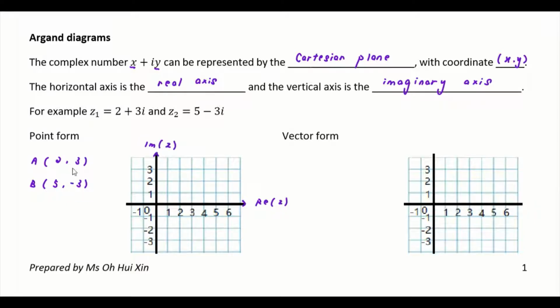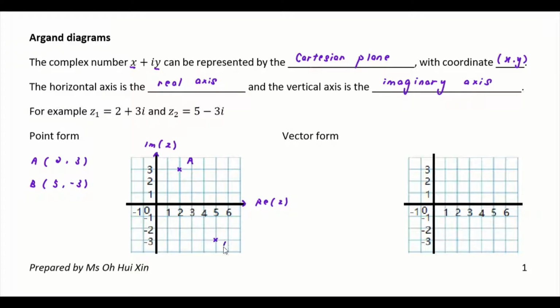Okay, so when we try to plot, then we'll just follow the x and y, which means A will be (2, 3). So (2, 3) is here. This is the coordinate that represents this number. It's just like the same thing, like where is the 1 on the number line. So this is like where is 2 plus 3i in the Argand diagram. For B, it will be (5, -3).